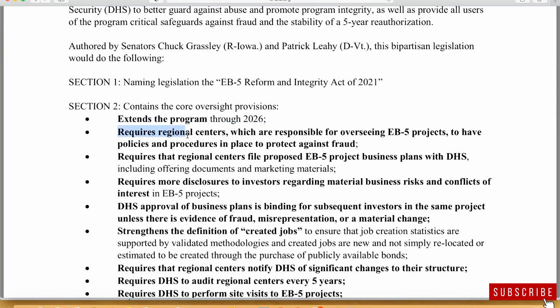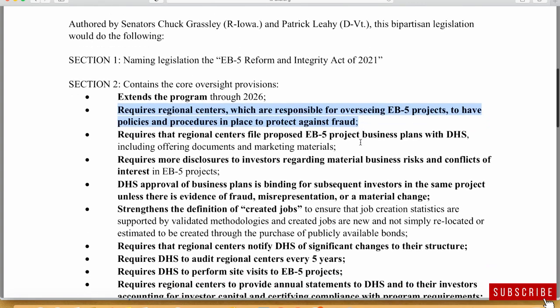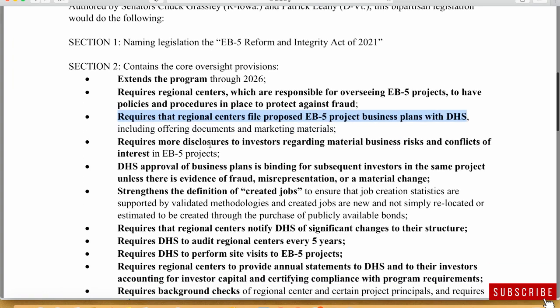Also, these regional centers will be responsible for overseeing EB-5 projects, to have policies and procedures in place to protect against fraud. Also, another requirement is that regional centers file proposed EB-5 projects' business plans with DHS, including the documents and marketing materials. Everything is done to prevent the fraud, basically.